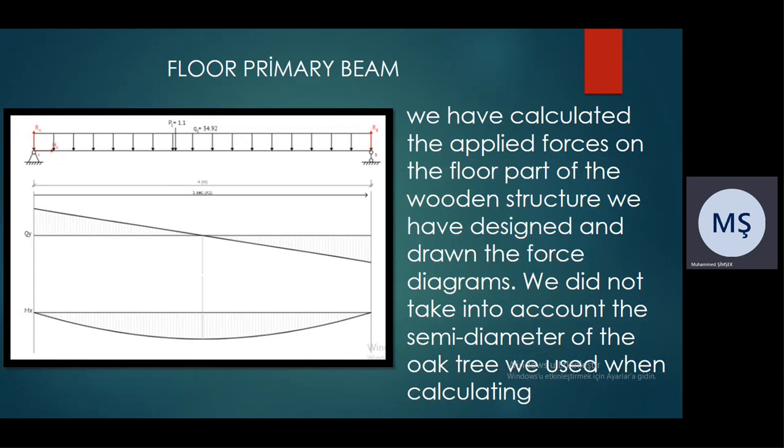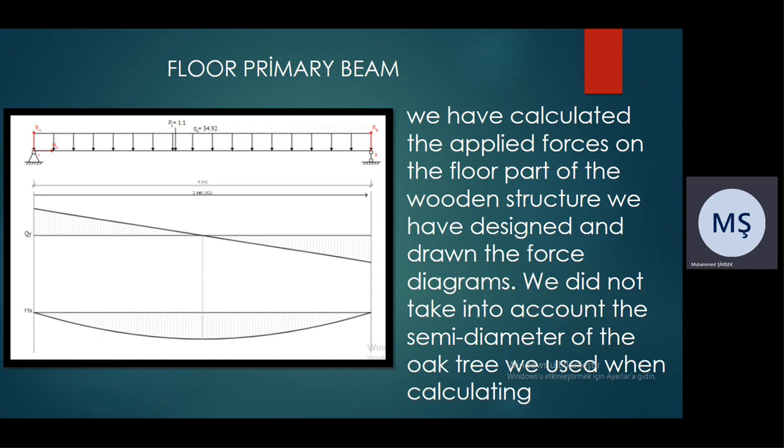Hello everyone, I'm Mohamed Şimşek and I'm going to talk about the floor primary beam and floor secondary beam. First, we determined which is the first and second beam, and then we showed the forces applied to the beams by drawing a free body diagram. We had a human weight of 1.1 kilonewtons and the weight of the flooring. We have not yet calculated the wood radii, but we need to calculate the weight of the flooring. We have drawn a force diagram with the data we have.